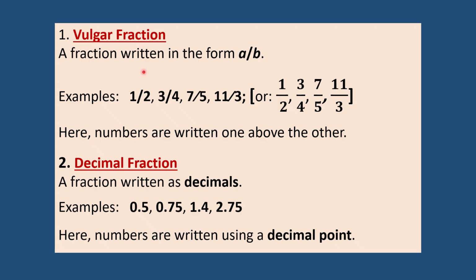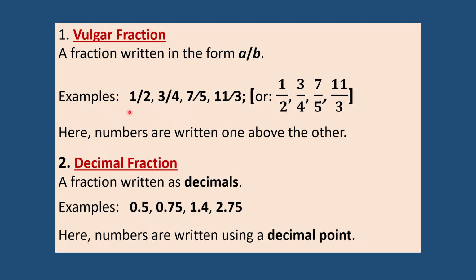First, let us see how the arithmetic book teaches the children. A vulgar fraction is a fraction written in the form a by b, numerator by denominator, like 1 by 2, 3 by 4, 7 by 5. Now, you could either put a forward slash or a horizontal line. The horizontal line is preferred because children can easily make out the denominators while taking the LCM. Here, it could be a bit confusing. So this format is usually preferred.